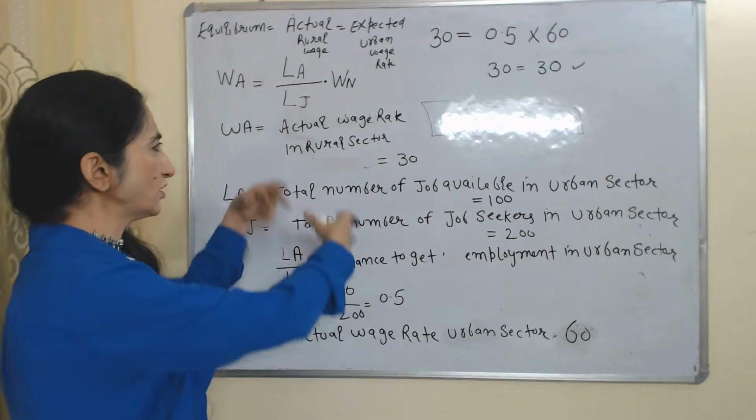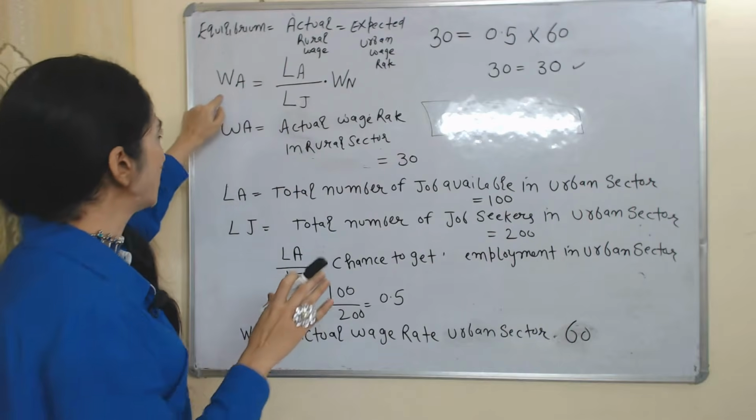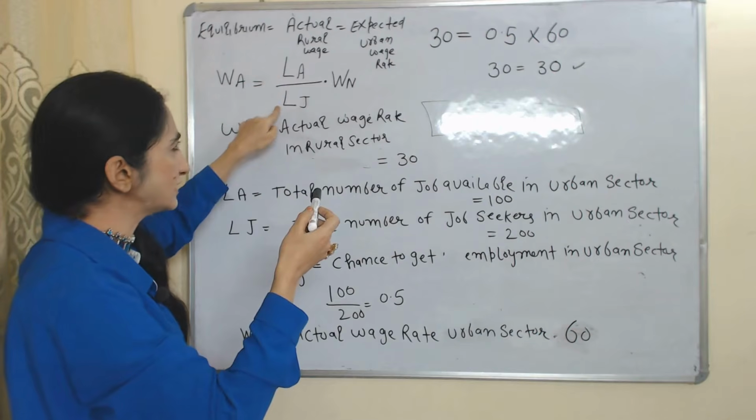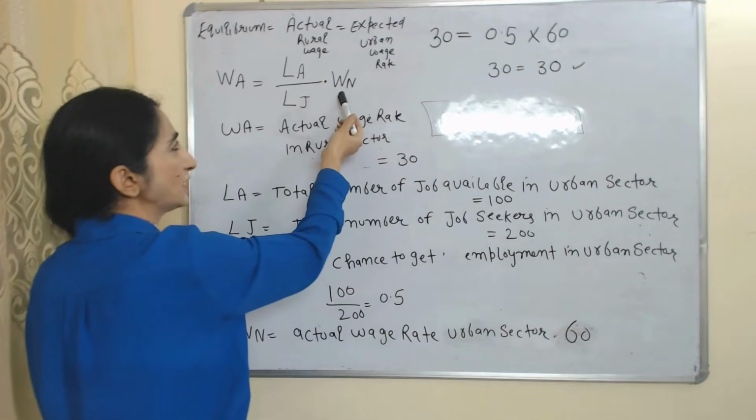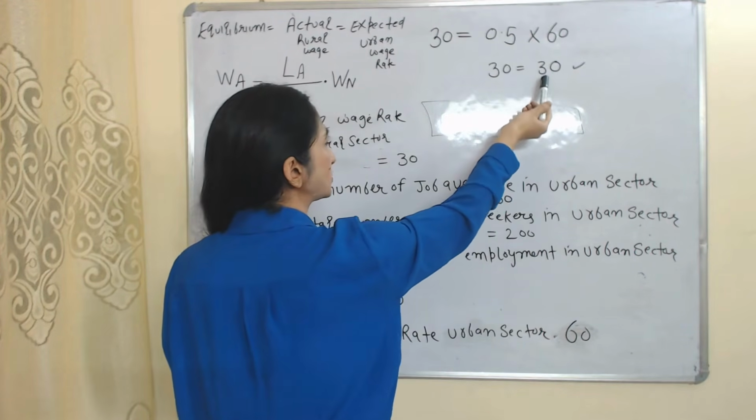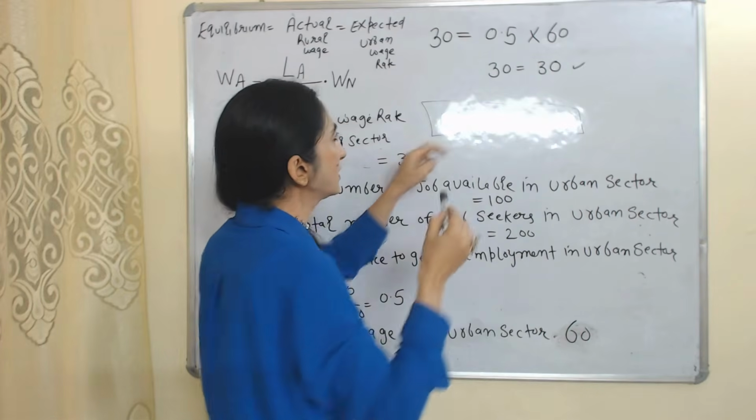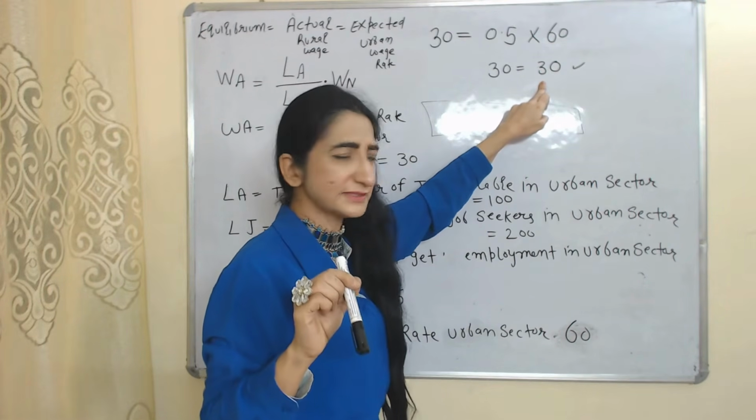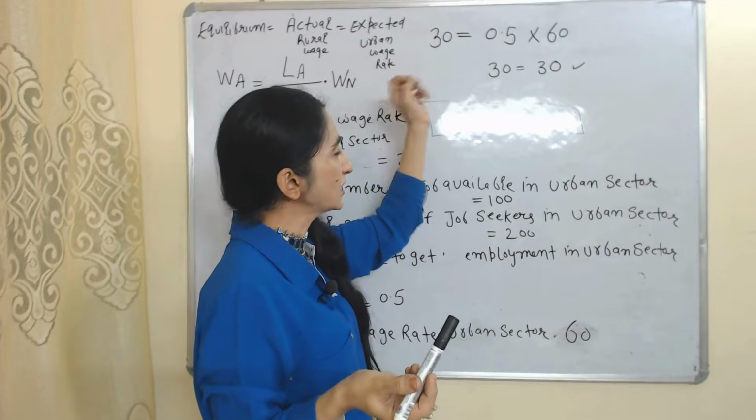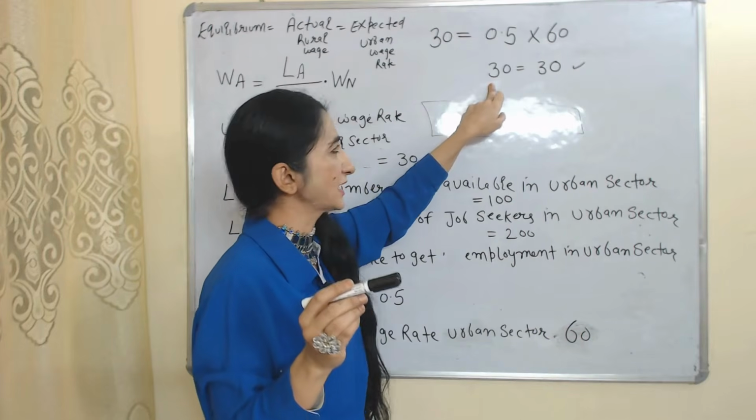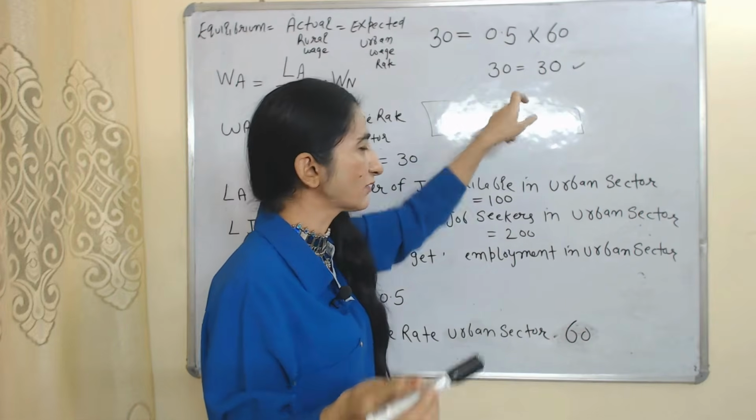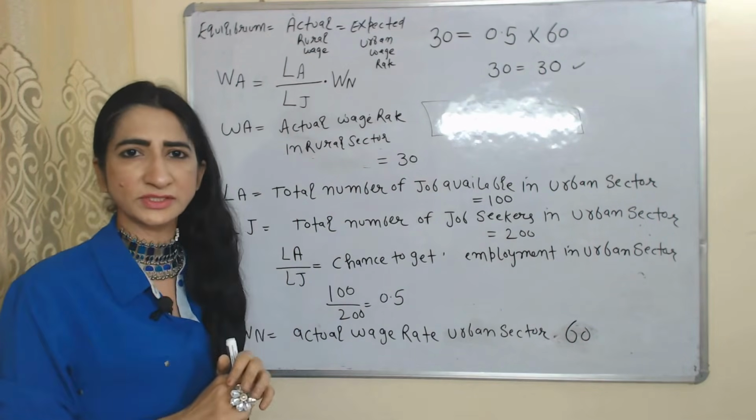Now we will put the value of all variables in this formula. Value of WA is 30, value of LA over LJ is 0.5 and value of WN is 60. 0.5 multiplied with 60 is equal to 30. So this 30 will be called expected wage rate in urban sector and this 30 will be called actual wage rate in rural sector. So here you can see actual wage rate in rural sector is equal to expected wage rate in urban sector. This will be called one of our equilibrium points according to this model.